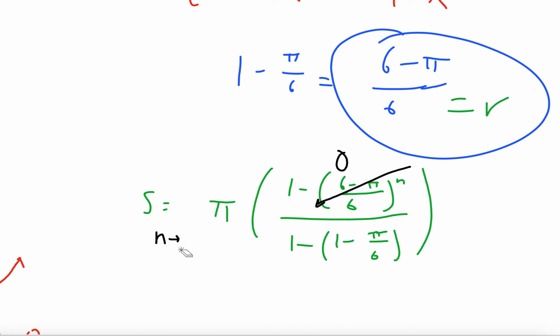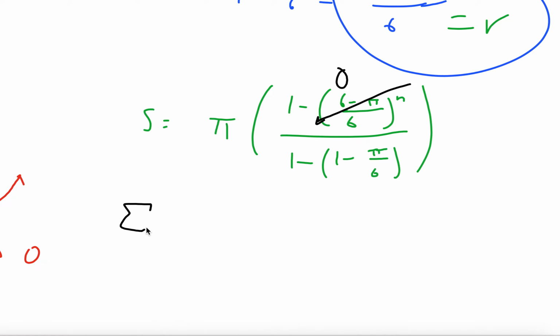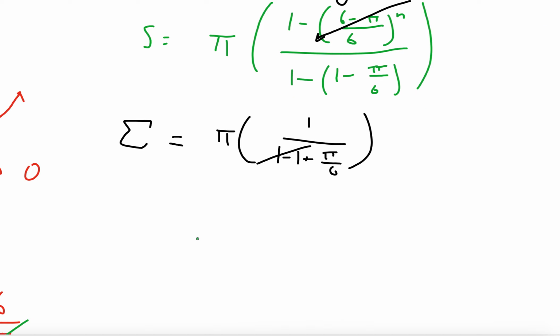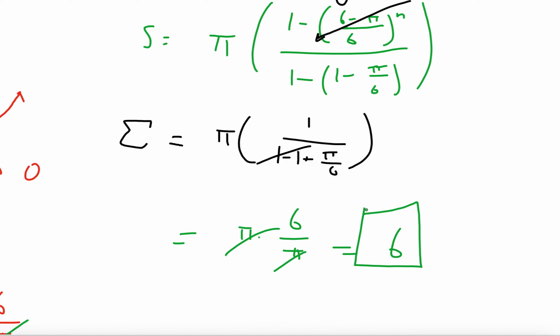in the last example. And now we can take the limit out because we solved that. And now we're left that the sum is going to be equal to pi times 1 over, and expanding this negative 1, we have 1 minus 1 plus pi over 6. And these cancel out, of course, and we're left with the same beautiful answer of pi times 6 over pi, which becomes 6. And there you go.